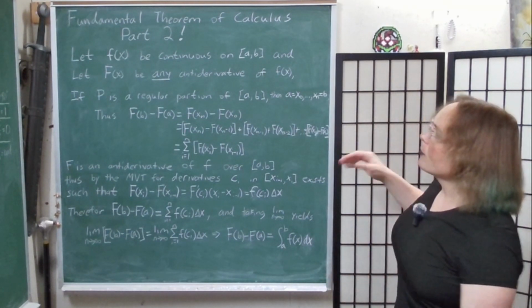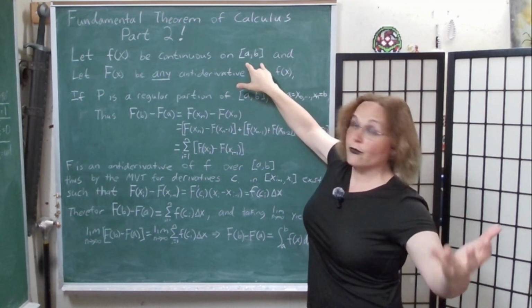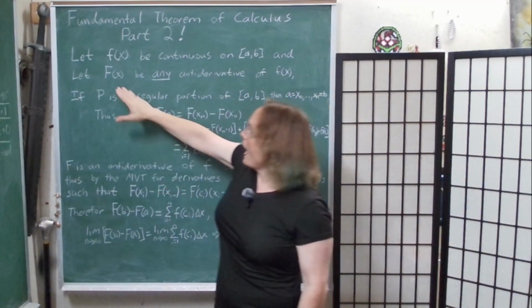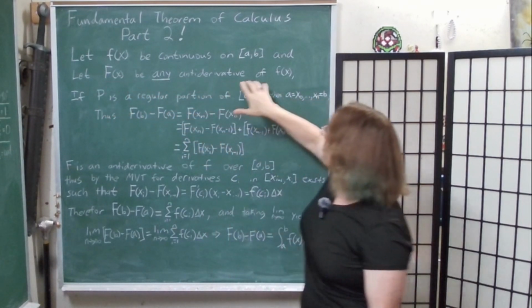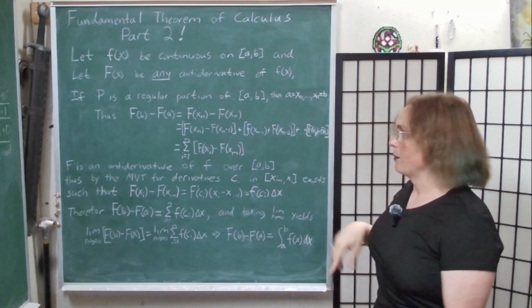So we're going to start by having a continuous function on an interval [a, b], just like all of our other integrals. And then we're going to have F(x) be any antiderivative of f(x). Now, I'll explain why that works when we look at the examples.